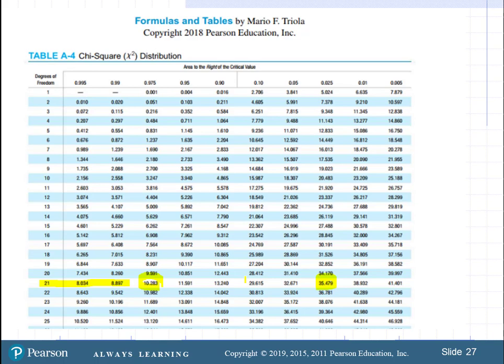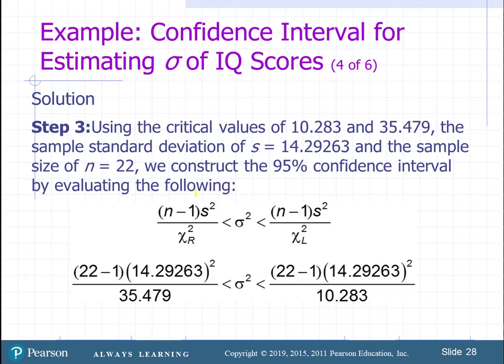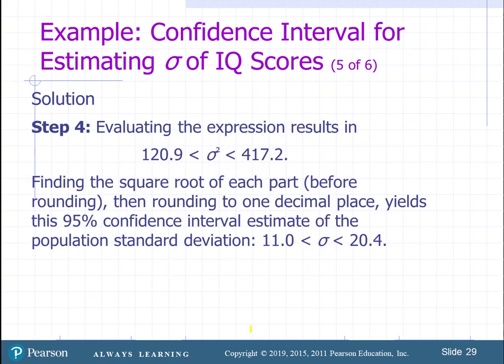So now we're ready to do the math. So we're going to plug this into our equation, and remember this n minus 1 is our degrees of freedom. Now look at what we have to do. We have to square S to use this because we're finding the variance. Okay, that's what our equation does for us. So we do the math and we come up with this for our variance. So our variance, we're going to estimate it to be between 120.9 and 417.2.